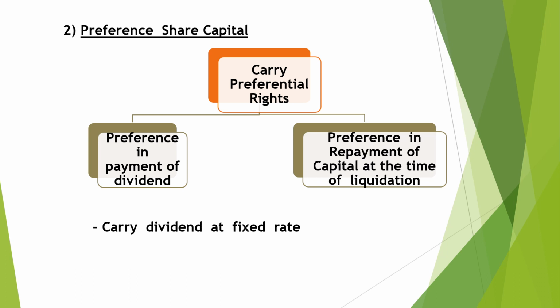One more important feature of preference shareholders is that they get dividend at a fixed rate irrespective of the profits or the losses earned by the company. Their dividend does not depend upon the profits or the losses of the company. They get a fixed rate of dividend.